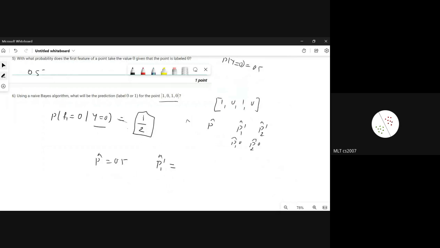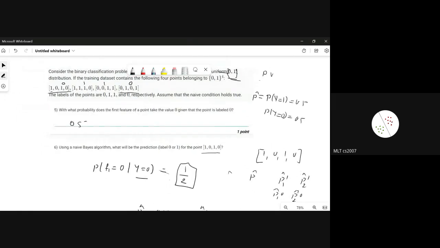What it means is the estimate for the probability that the first feature takes value 1 given that y equal to 1. So how will we find this estimate? You will take all those data points which are class 1. So this belongs to class 1, this belongs to class 1, right? And you will look for those.